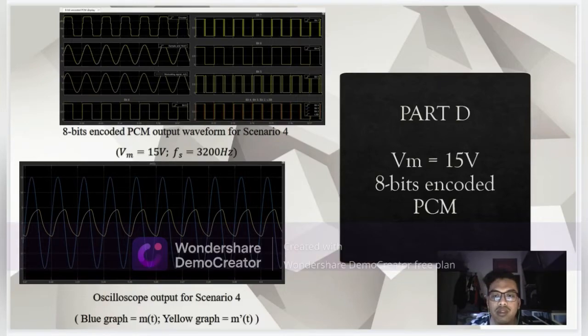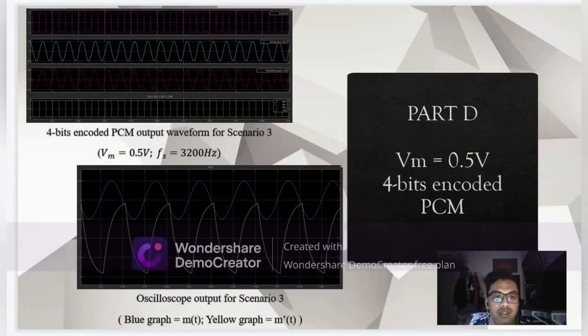So this is the 8 bits encoded PCM output waveform for scenario 4. So we have VM equal to 15 volt, 8 bits encoded PCM, and Fs equal to 3200 Hz. The second one is the oscilloscope output for scenario 4. As you can see, the blue graph is M(t), and the yellow graph is M squared (t).